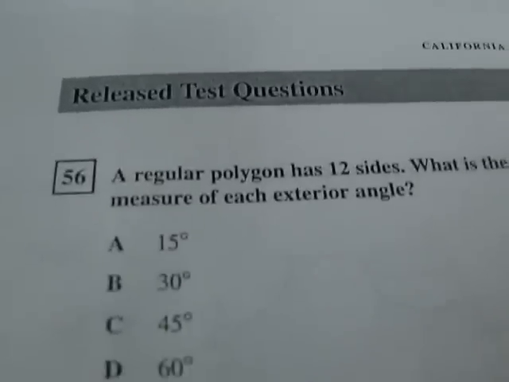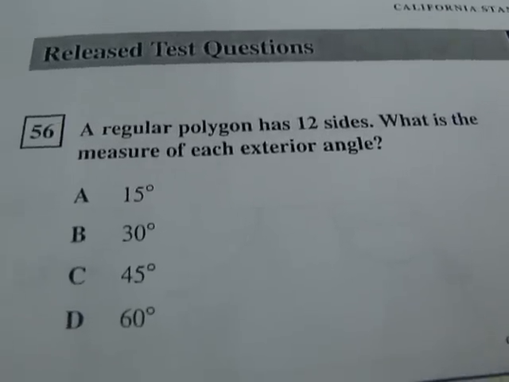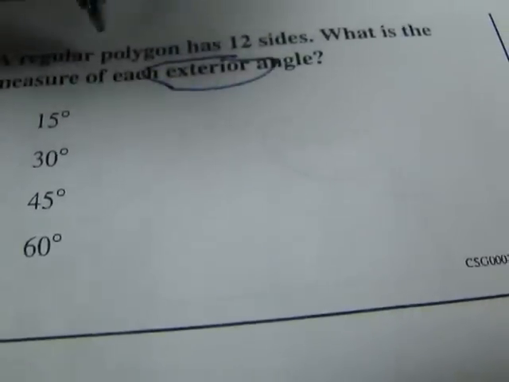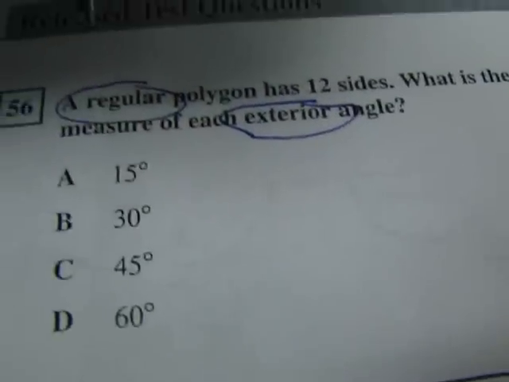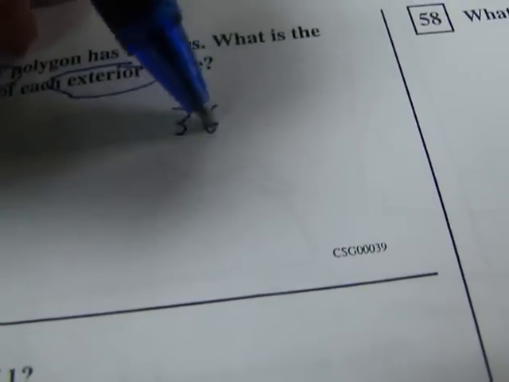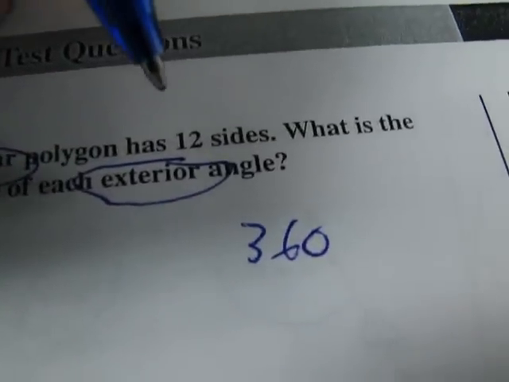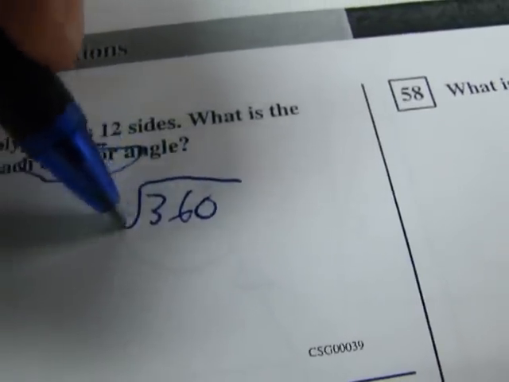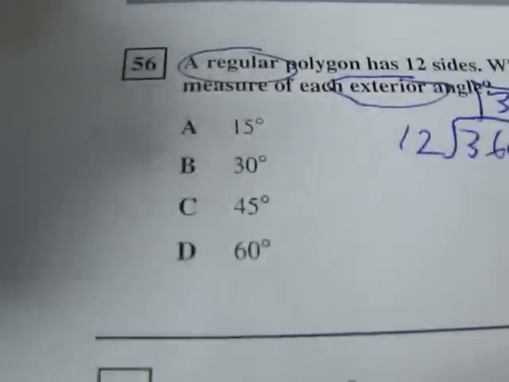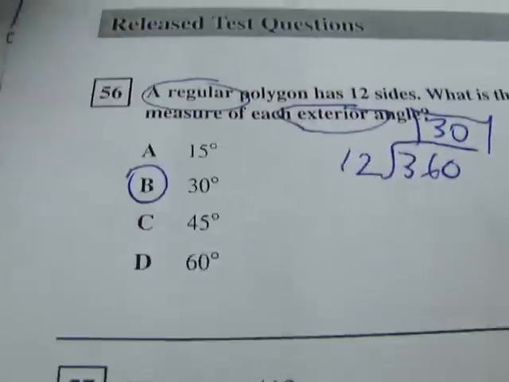56. Last one in this standard. A regular polygon has 12 sides. What is the measure of each exterior angle? Well, keywords here are 12 and regular. Regular means all the angles will be the same, and exterior tells us again that it adds up to 360. So if it has 12 sides, it has 12 angles. So 360 divided by 12 is 30. So the answer is B.